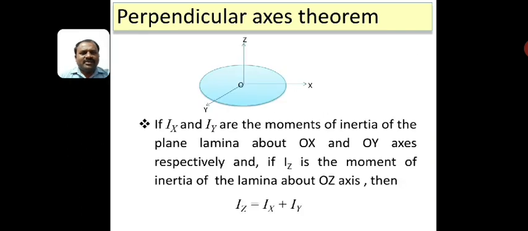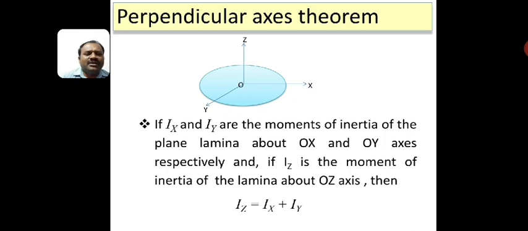To understand the statement, consider a plane lamina. Let O be the point where the axis is passing through. X, Y and Z are the three axes, OX, OY and OZ. Suppose you calculate the moments of inertia about the two axes OX and OY, which lie on the plane of the lamina. Those moments of inertia are Ix and Iy. Now if you calculate the moment of inertia about the third axis, OZ, which is perpendicular to the plane of the lamina, according to the perpendicular axis theorem, Iz is equal to Ix plus Iy.